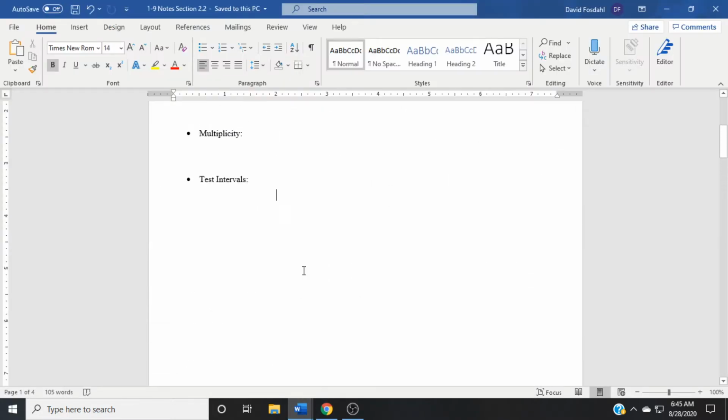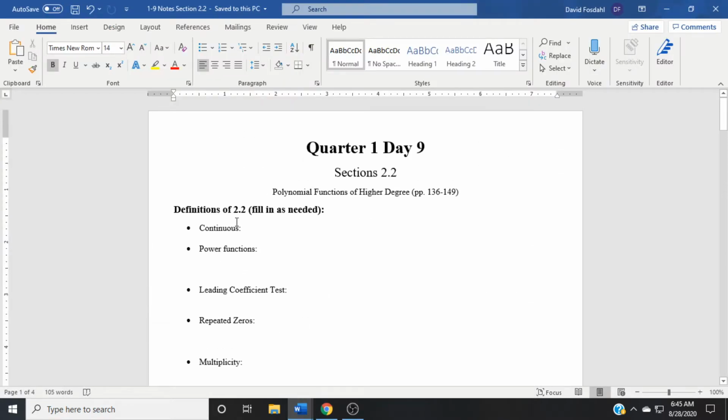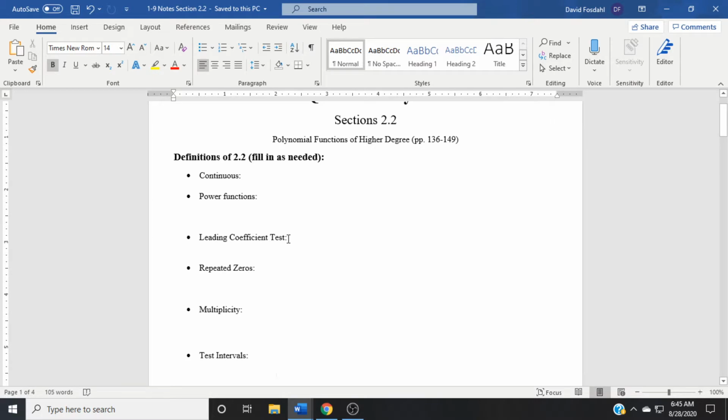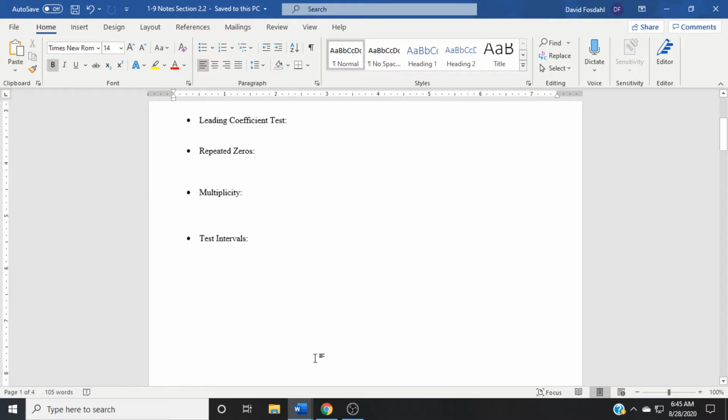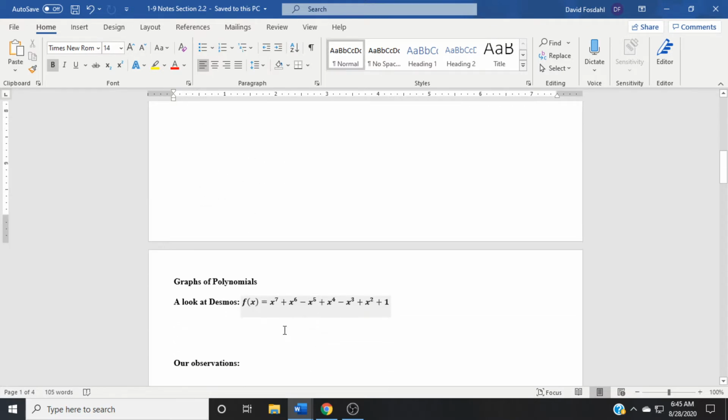So first thing we need to do is look at these notes. We have our definitions, key ones that you need to make sure you know: leading coefficient test, repeated zeros and multiplicity, and continuous power function. Test intervals aren't as crucial, but they have the kind of idea that's useful. So instead of looking at decimals for this, we're going to just look at different polynomial functions.